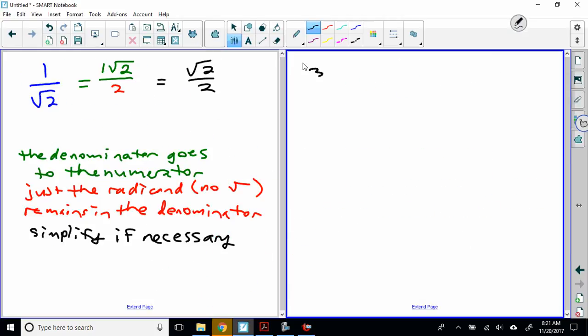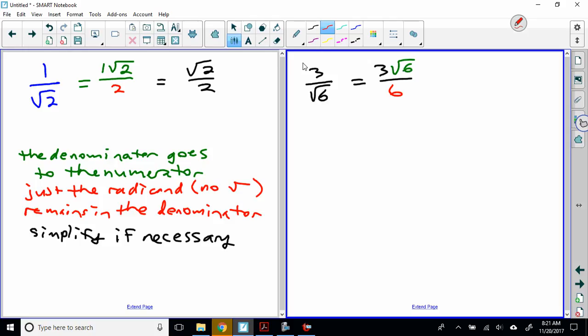What about 3 over the square root of 6? Let's try that one. So we said the denominator is going to join the numerator. So that's going to be 3 rad 6 all over what? All over 6. Good. Okay, so we did that part. The denominator joins the numerator. The radicand remains in the denominator. And then we need to simplify if necessary. Is there anything to simplify?